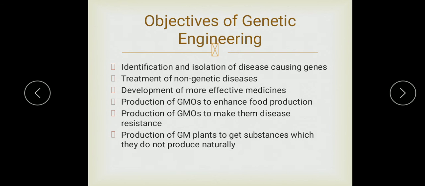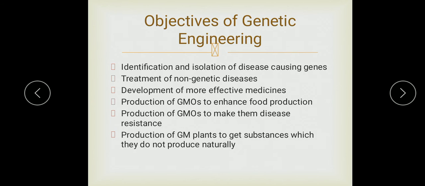Now coming toward the objectives of genetic engineering, there are different purposes of genetic engineering. With the help of genetic engineering, we can identify disease causing genes, we can isolate disease causing genes, we can repair the genes, or we can also eradicate or remove such genes. Genetic engineering is also used for the treatment of non-genetic diseases. With the help of genetic engineering, we can develop more effective medicines. We can also produce GMOs, genetically modified organisms.